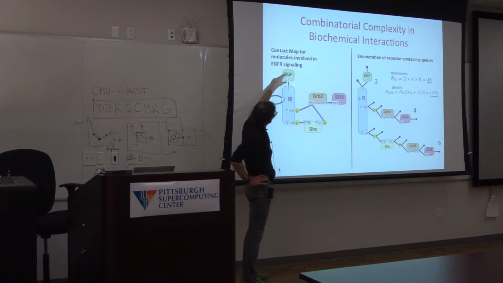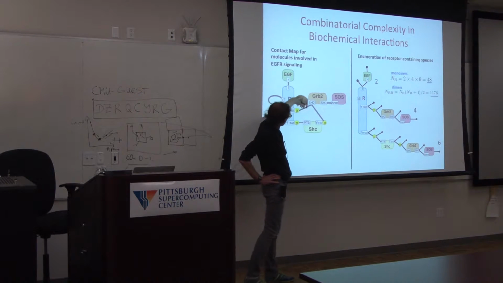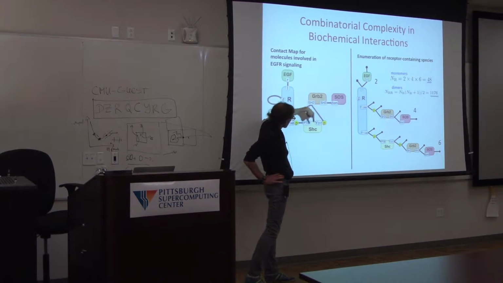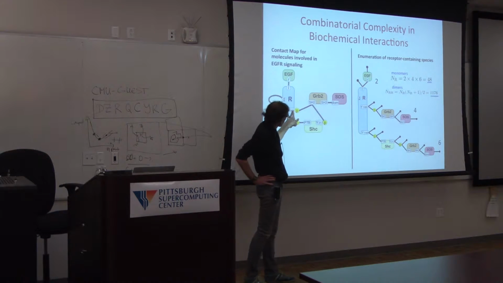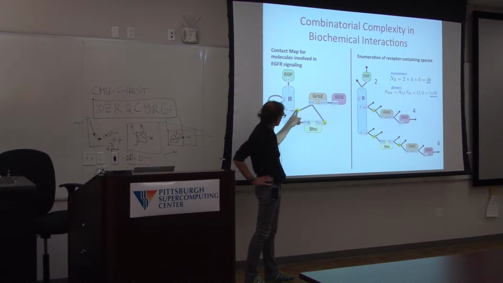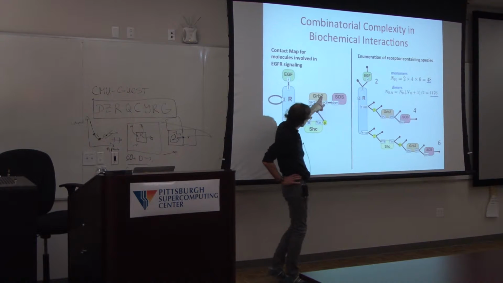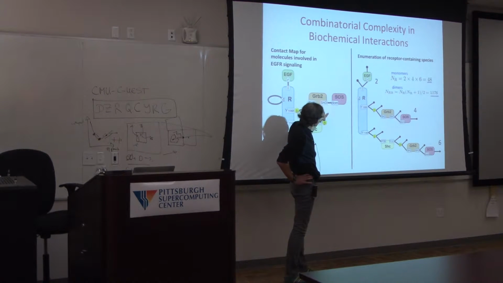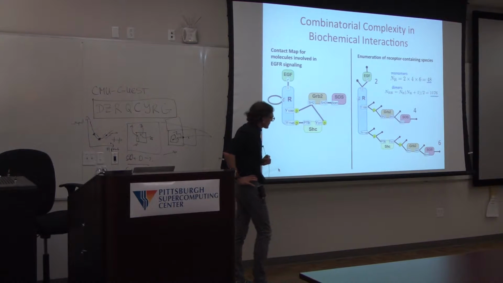And so what's shown here, the receptor and the ligand can bind. There's a dimerization site on the receptor. There are two conserved tyrosine residues that become phosphorylated upon receptor dimerization. And upon phosphorylation, these sites can bind to the Grb2 adapter or the Shc adapter. Grb2 binds both Shc and the receptor, so there's competition for binding at this site. And the Grb2 also binds to SOS.